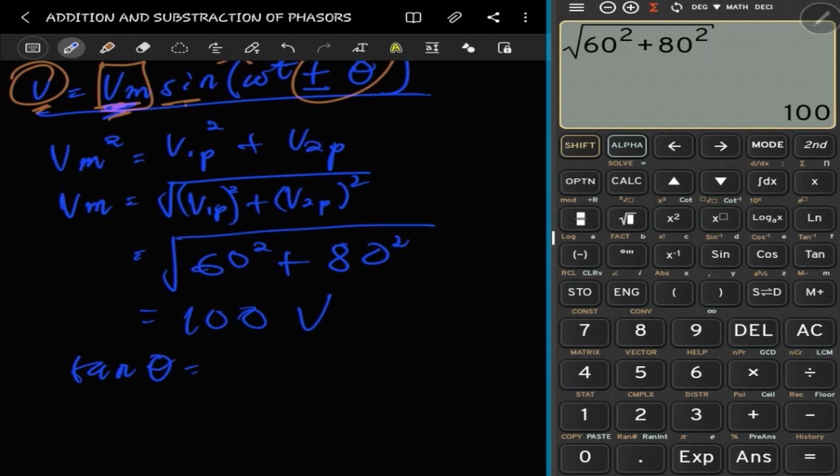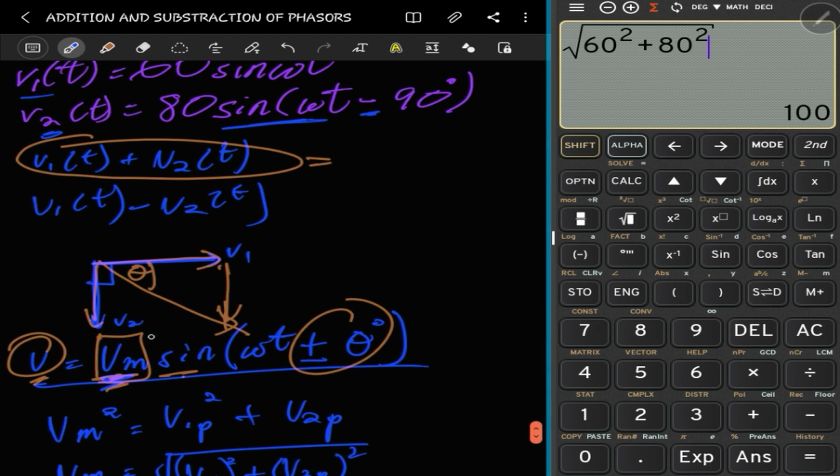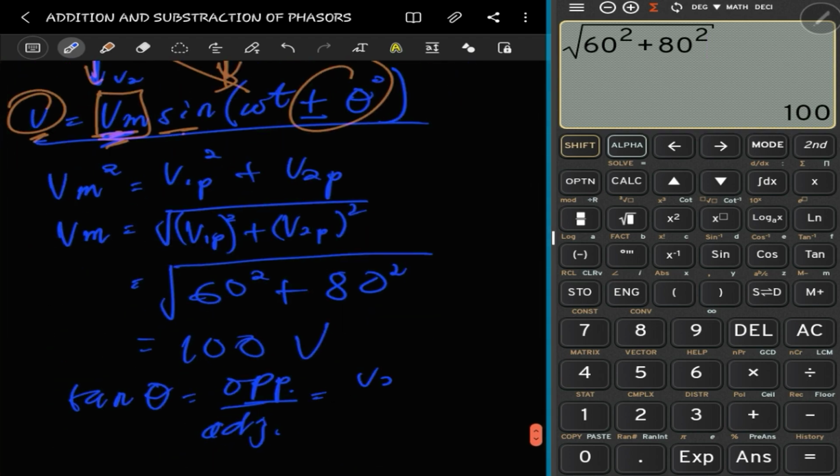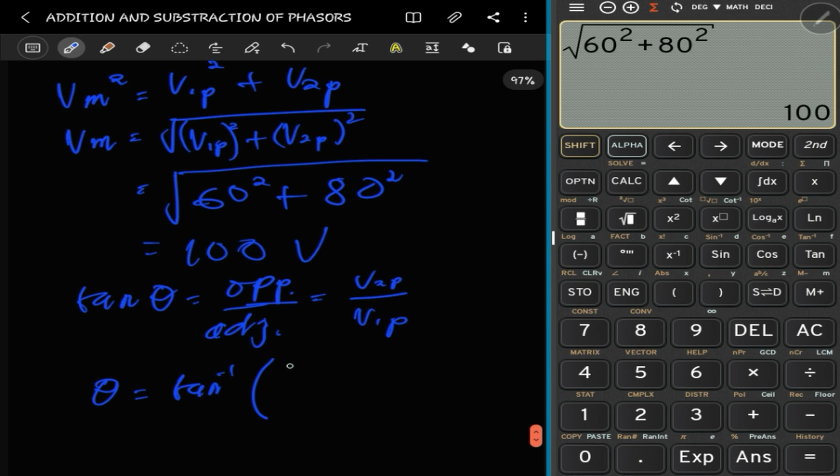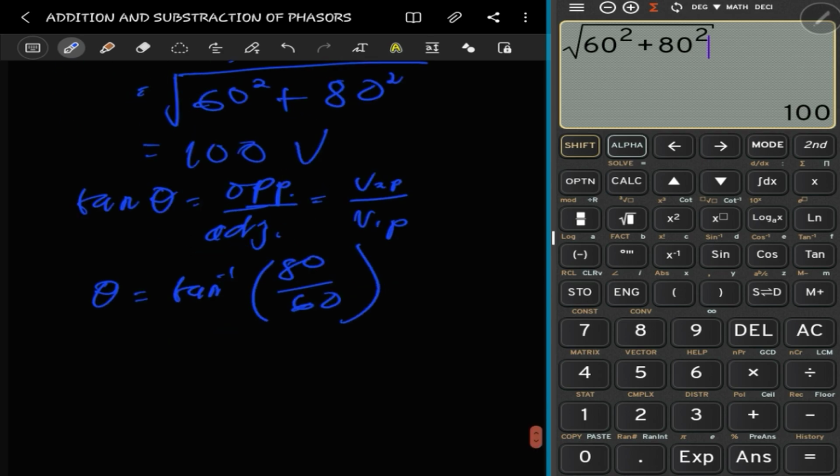So we know tan theta to be opposite over adjacent. And opposite in this case is the v2, not v2 as a function of time, just the peak quantity. In this case just the peak. So let's just write this: v2 peak all over v1 peak. So that's the tan theta. If you're trying to find theta, that'll be tan inverse of v2 peak, which is 80, over v1 peak, which was 60. Okay, so let's see what we have for this.